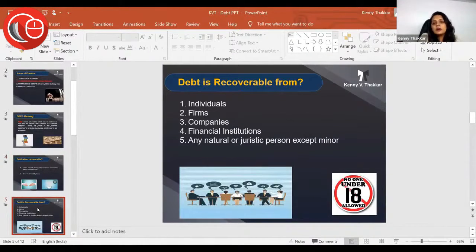Then, from whom is a debt recoverable? It can be an individual, a firm, a company, a financial institution, or any natural or juristic person. But it cannot be a minor. Suppose I give money to a 16-year-old or a 14-year-old, and I say I paid you, we executed a contract, we did everything, so now pay back. No, it cannot be done with a minor.